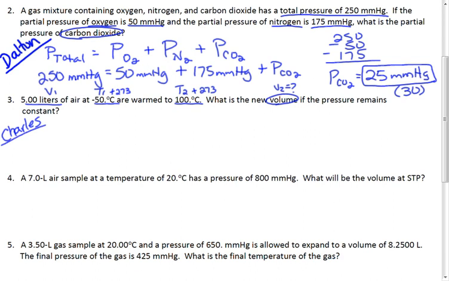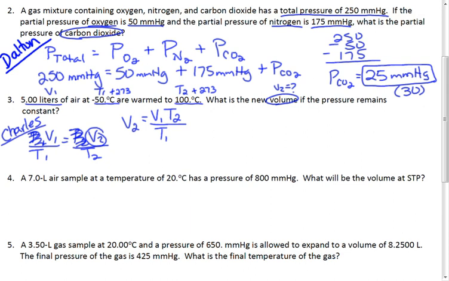We'll start with our combined gas law. So P1 V1 over T1 equals P2 V2 over T2. And we want to solve for V2, and we are not dealing with pressure at all. So we rearrange that. Our second volume will be volume 1 times T2 divided by T1.